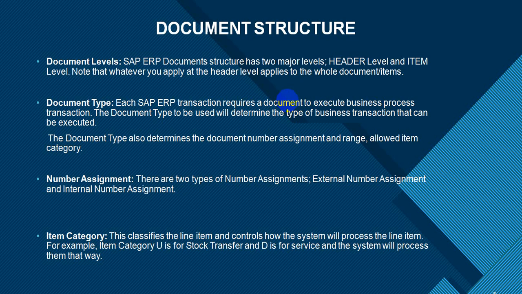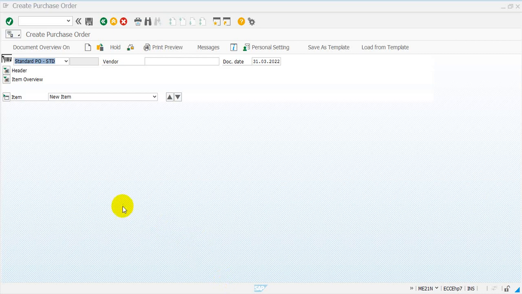All right, so first we're talking about the document levels. SAP ERP document structure has two major levels. You have the header level and the item level. I'm going to show you that in the system. Look at this. This is a purchase order within the SAP system. You can see we have header, we have item overview. These are the two levels.